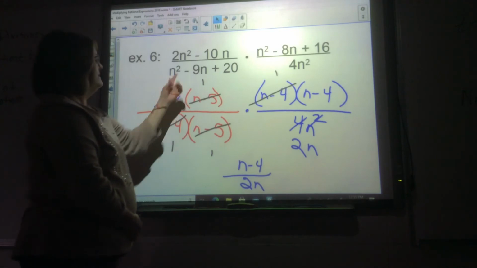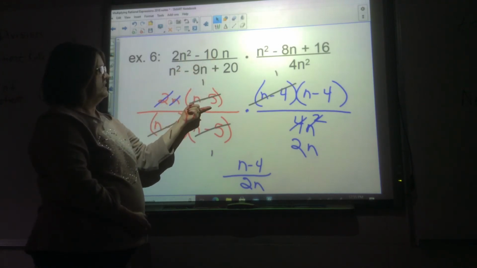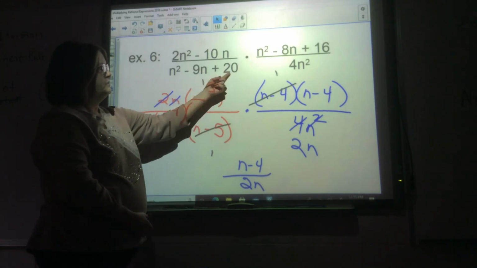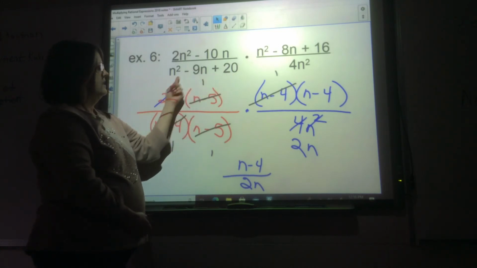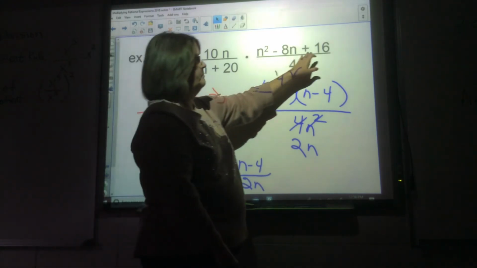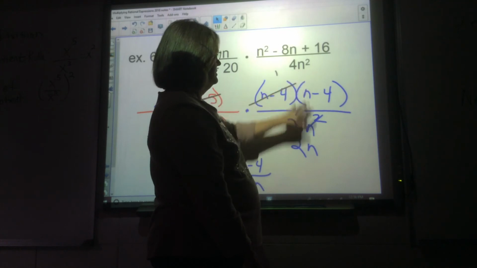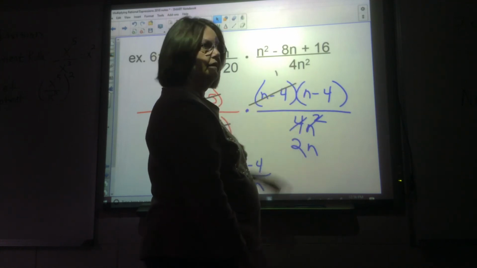This one has a GCF of 2n. You take 2n out, you're left with n minus 5. This one's a trinomial. It factors to n minus 4, n minus 5. This one's a trinomial. It factors to n minus 4, n minus 4. And this, of course, does not need to factor.